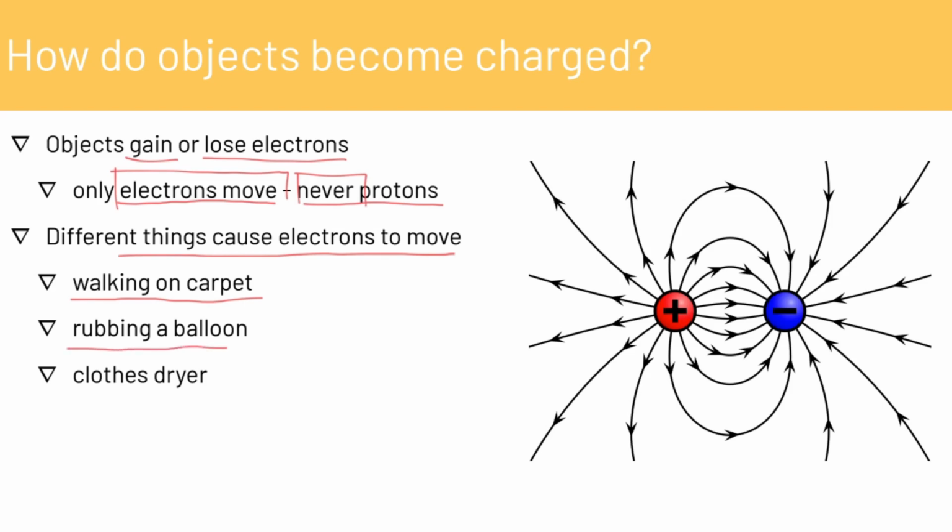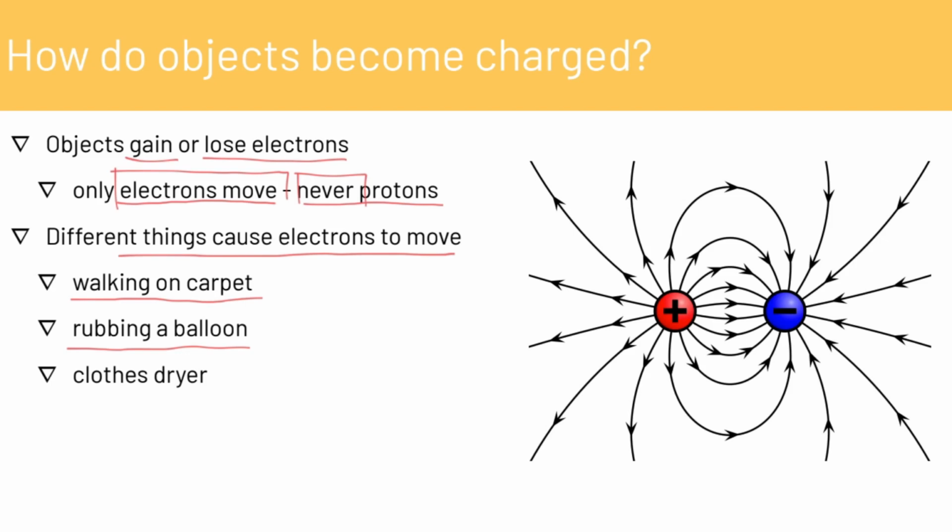Rubbing a balloon in your hair or on a shirt, again, can create a static charge. You are transferring electrons from one thing to the balloon, from your shirt or from your hair onto the balloon, and that creates excess charge on the balloon.